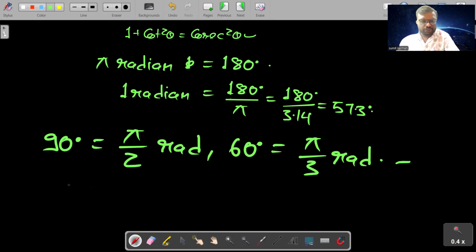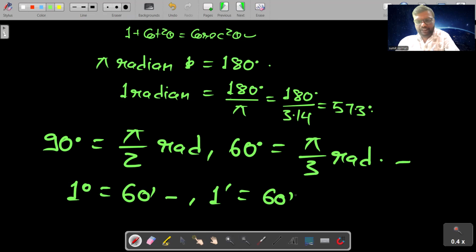And students, 1 degree is equal to 60 minute of arc, and 1 minute is equal to 60 second of arc. Actually, this minute of arc and second of arc are very small angles and they are widely used in astronomy. So if you study astronomy, then you will study about this in detail.